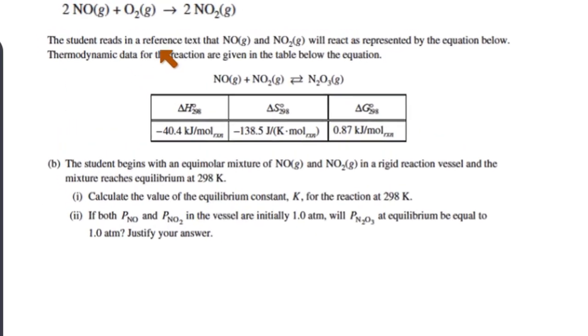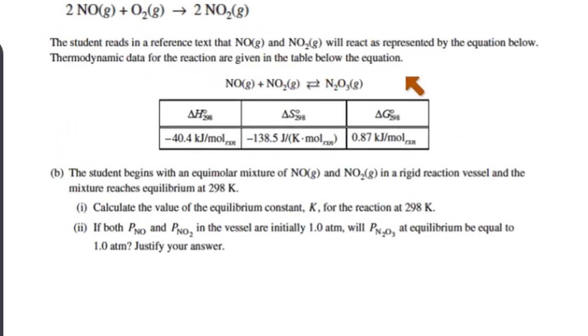So now the student reads in the reference text that NO and NO2 will react as represented by the equation below. Thermodynamic data for the reaction are given in the table below the equation. So this is the information about the energy, and this is the equation that will occur. The student begins with an equimolar mixture of NO and NO2 in a rigid reaction vessel. That means the volume will not be changing, and the mixture reaches an equilibrium at 298 kelvins. Calculate the value of the equilibrium constant for the reaction at 298 kelvins.